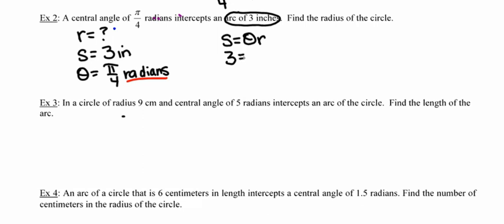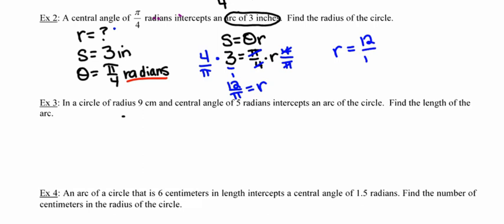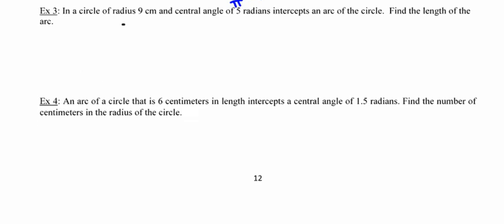So 3 is equal to pi over 4 times the radius. So I'm going to go ahead and multiply both sides by 4 over pi so that the pi's cancel and the 4's cancel. I've got to multiply this side by 4 over pi. So when I multiply the numerators, I get 12. When I multiply the denominators, I get pi. So I find that the radius is going to be equal to 12 divided by pi inches. If I were to be asked to find that to the nearest inch or to the nearest tenth of an inch, I could just plug it into my calculator and go from there.